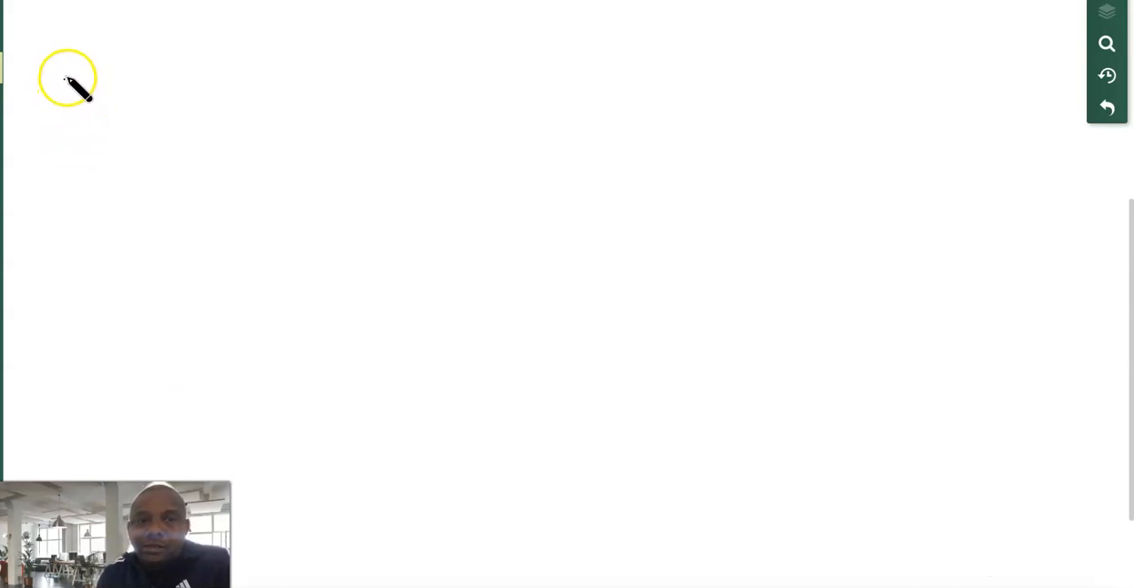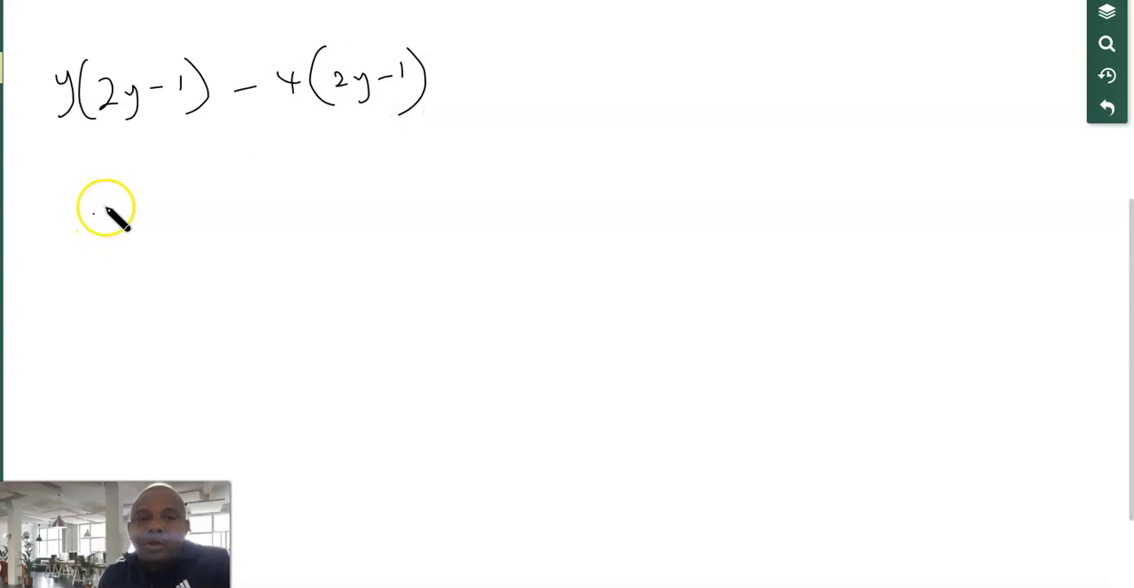So we had y into 2y minus 1, minus 4 into 2y minus 1. Taking the common bracket away, because they have a common factor, it's going to be y minus 4 into 2y minus 1.